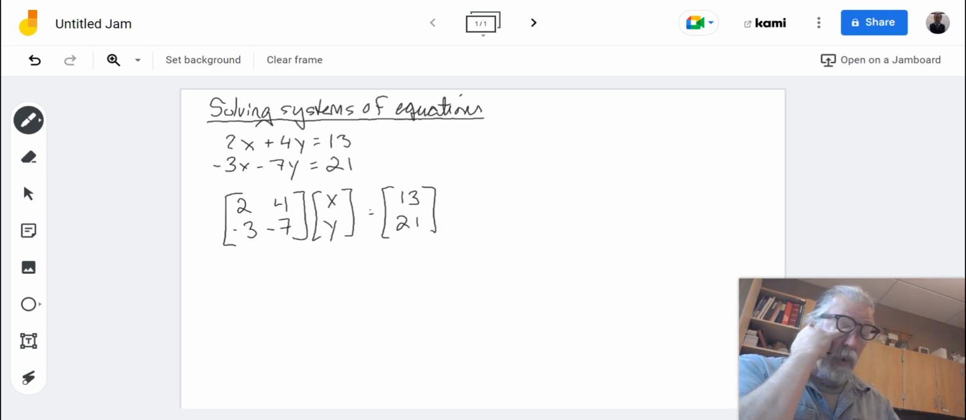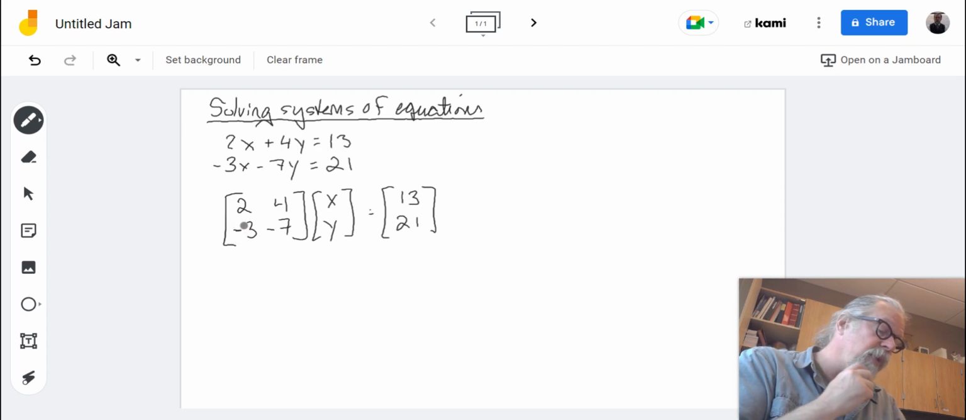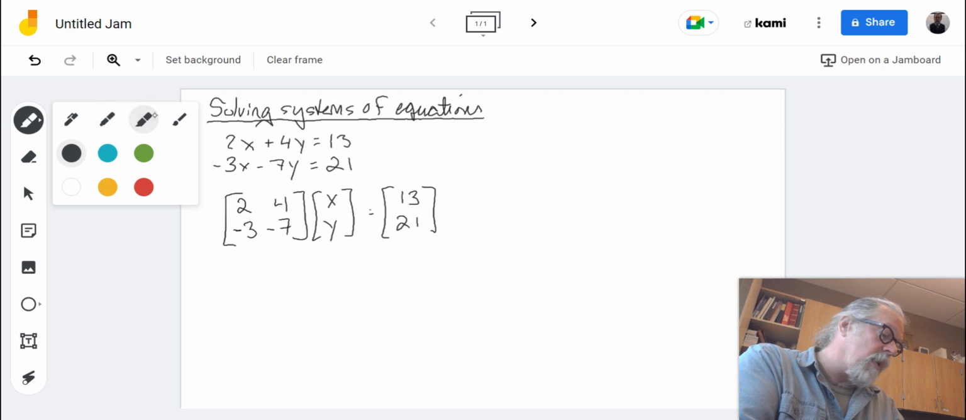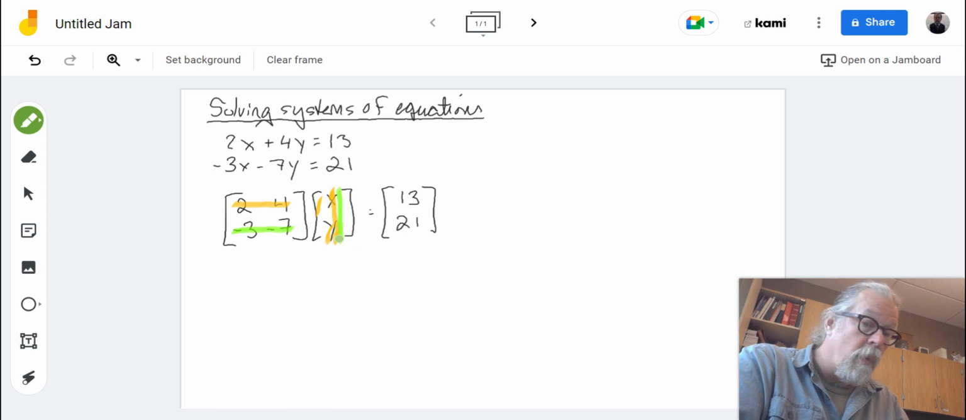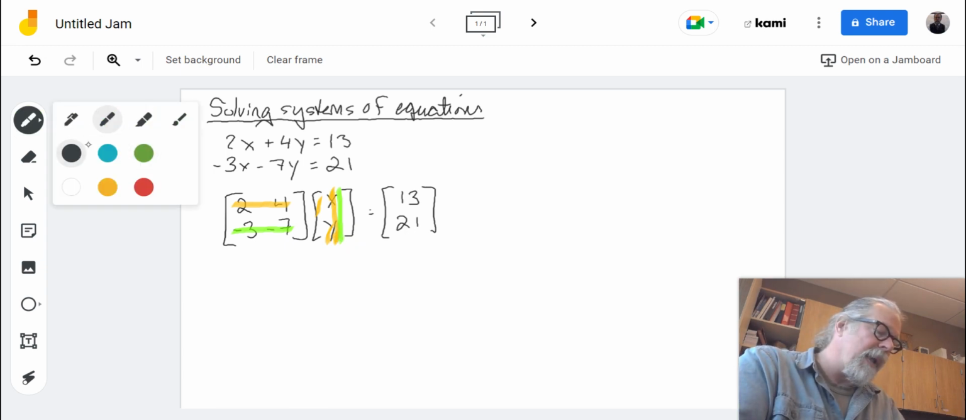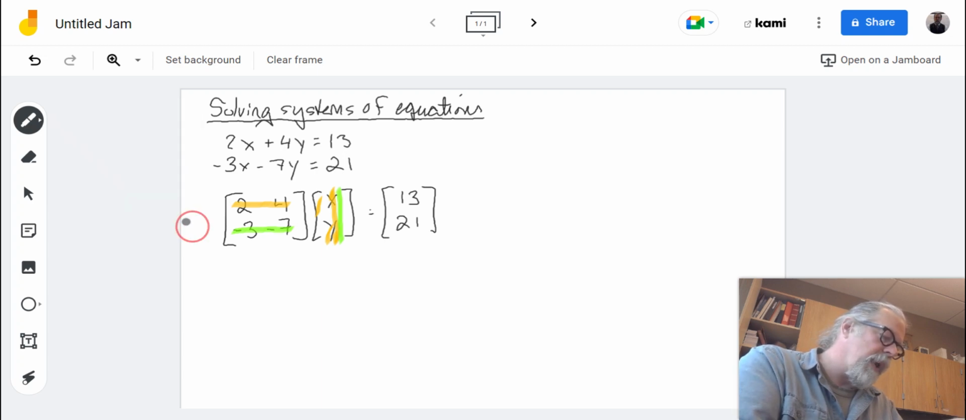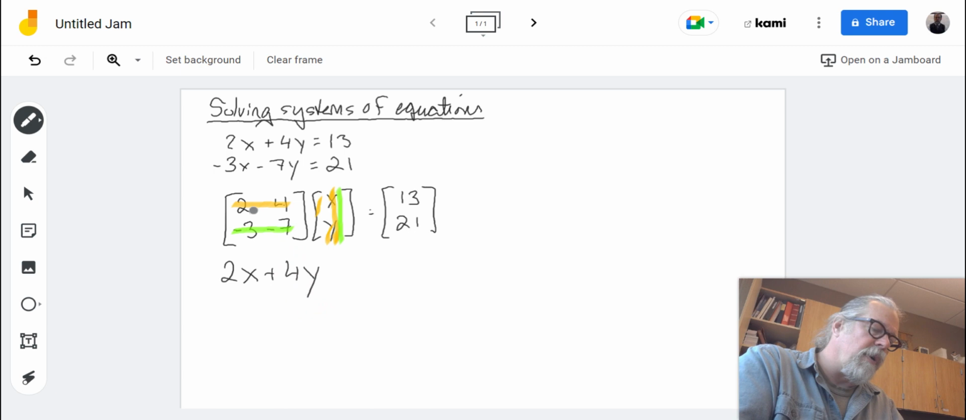So the way a matrix multiplication works, just to either refresh or introduce you, is that we multiply a row times a column. So we will multiply this row by this column, that is row 1, column 1, and we will multiply this row by the same column, that is row 2, column 1. And we multiply by working our way through and adding. So 2 times x plus 4 times y. There's our first row, first column. Second row, negative 3 times x plus negative 7 times y.